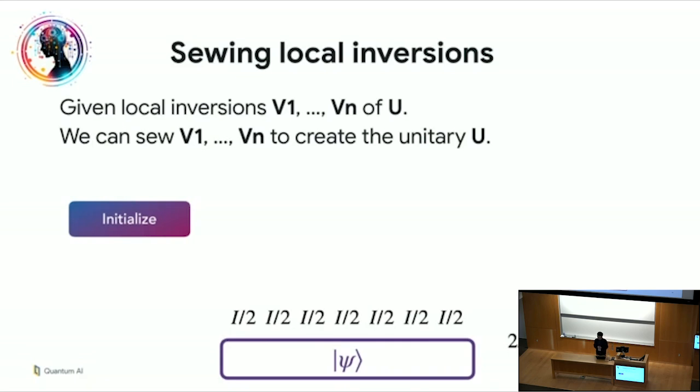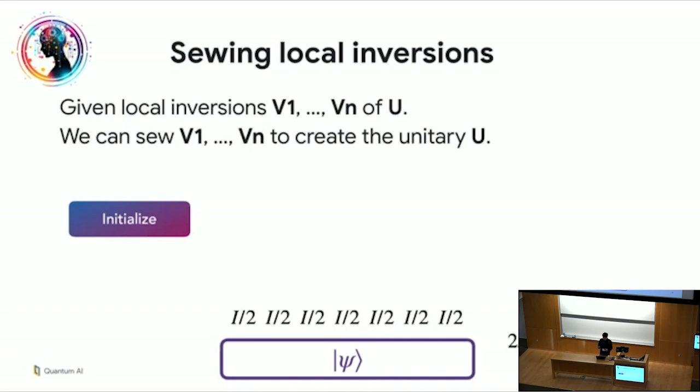The way we're going to prove that we can create the unitary U using the local inversions is to show that for an arbitrary n-qubit state psi, we can implement the unitary U onto psi. Note that we assume that we don't know what U is. We only know what V1 through Vn are. We try to use them to create an action of U onto any arbitrary state, and hence we create the unitary U. So algorithmically, it looks like the following.